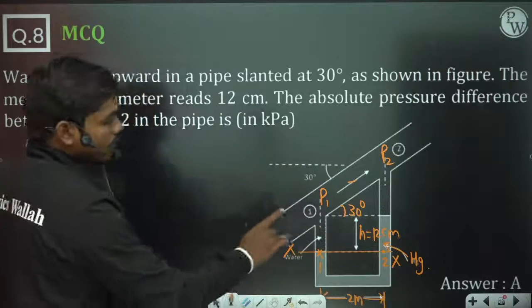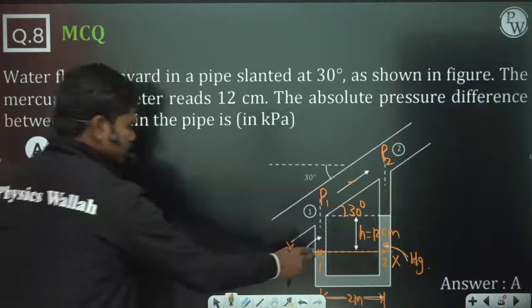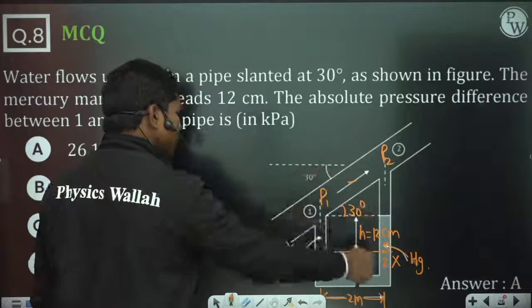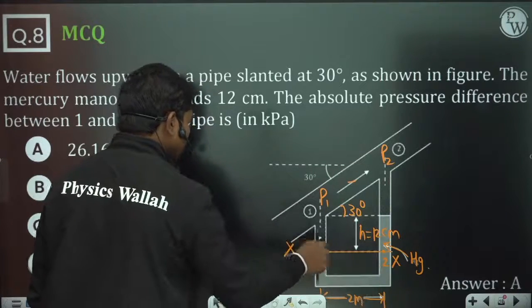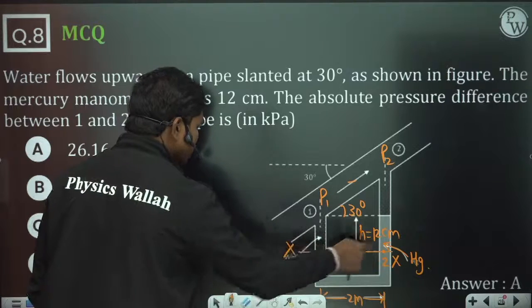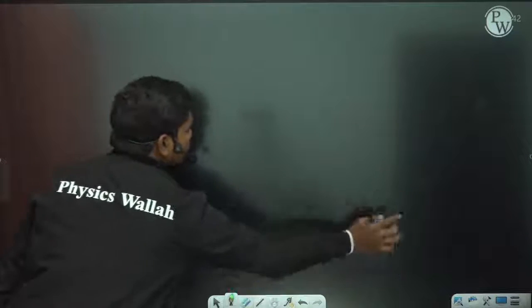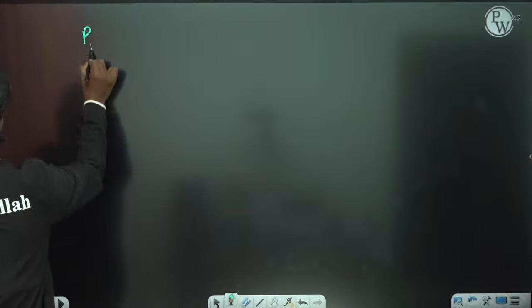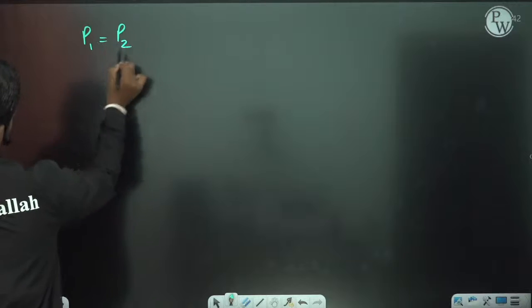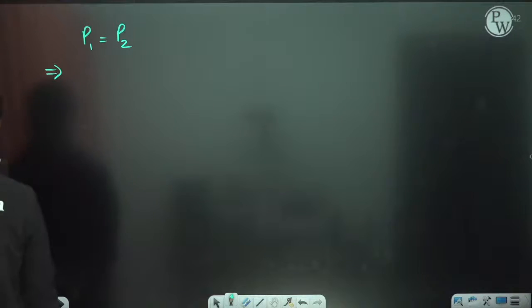Now the pressures at the two points on section XX should be the same, because this fluid is in a static condition. Okay, this is flowing, but this fluid is static, and it is the same fluid. So definitely the pressures at the two points on XX should be the same.